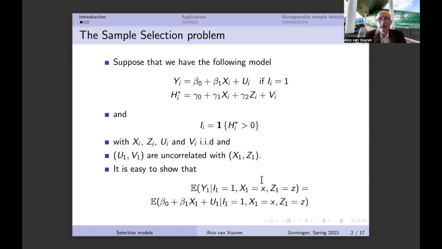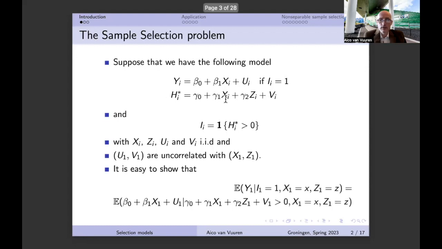This we can quite easily calculate. We can calculate this to be equal to the mean of, well, we can substitute in this model: y1 is equal to beta 0 plus beta 1 x1 plus u1. The next step is that I know what it means that I is equal to 1. I equal to 1 means that h_i star should be larger than 0. It means that this whole thing over here should be larger than 0. So we can also write it like this. And then we can use a trick that I have already used many times before. We see that this x1 is exactly the same as that x1 over there. Here we condition on x.